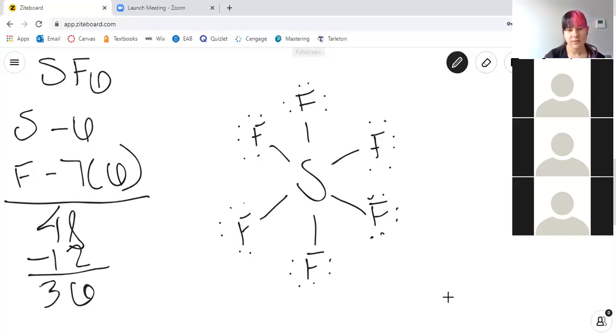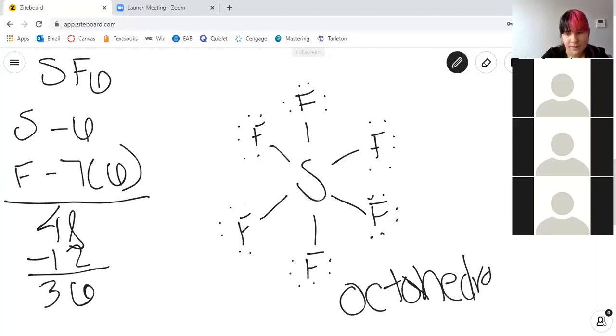6. What's the electron domain geometry? Octahedral. It's really weird because there's 6 and it's octa, but it is octahedral. What's the hybridization? sp3d2. Yes.